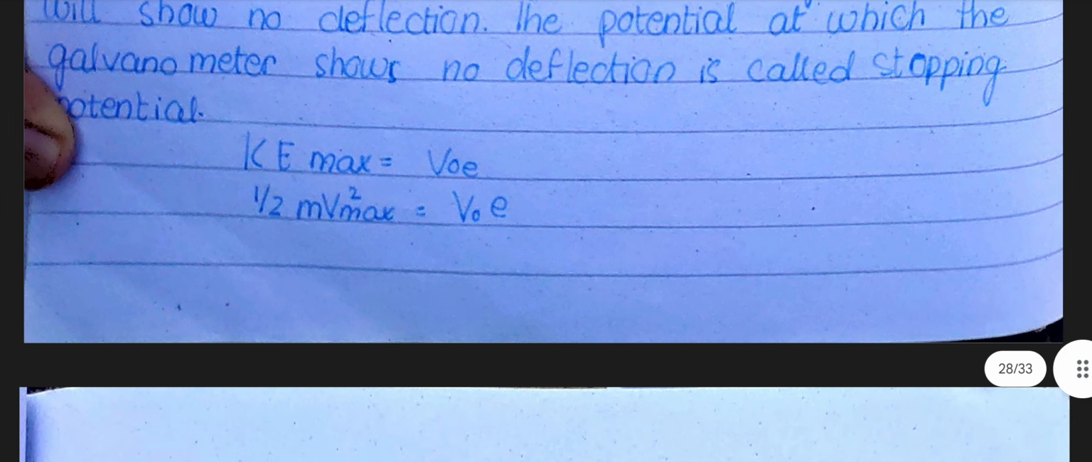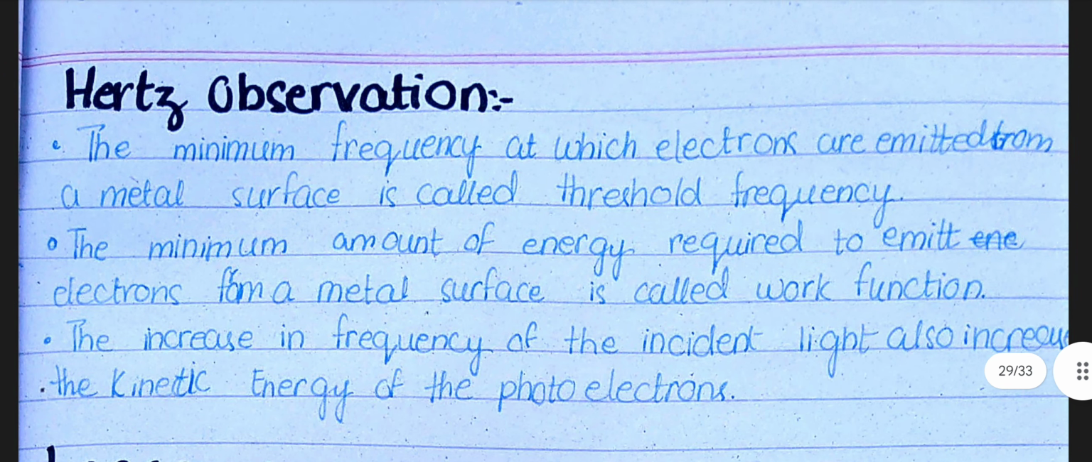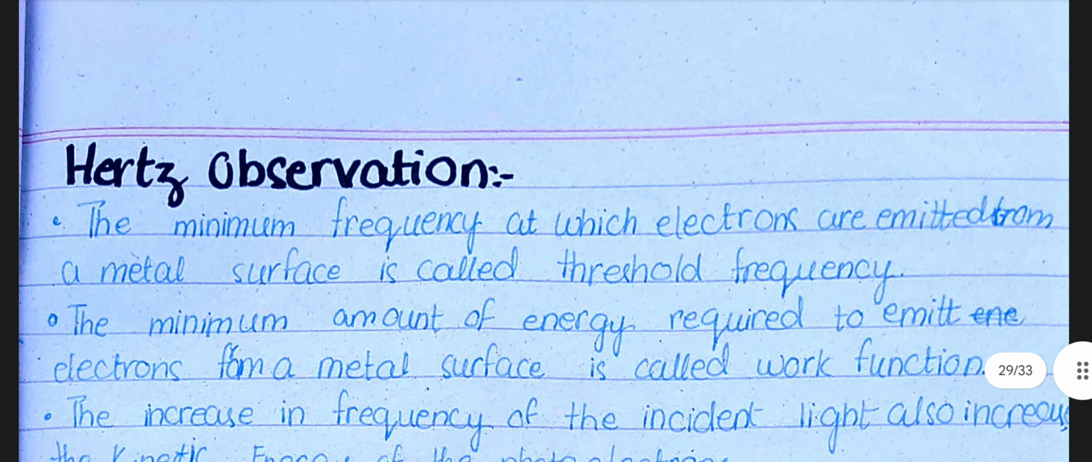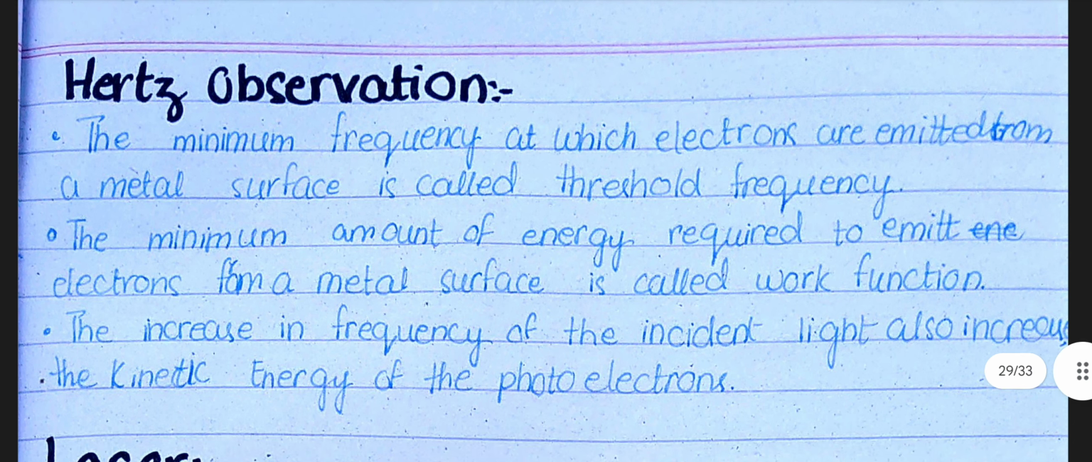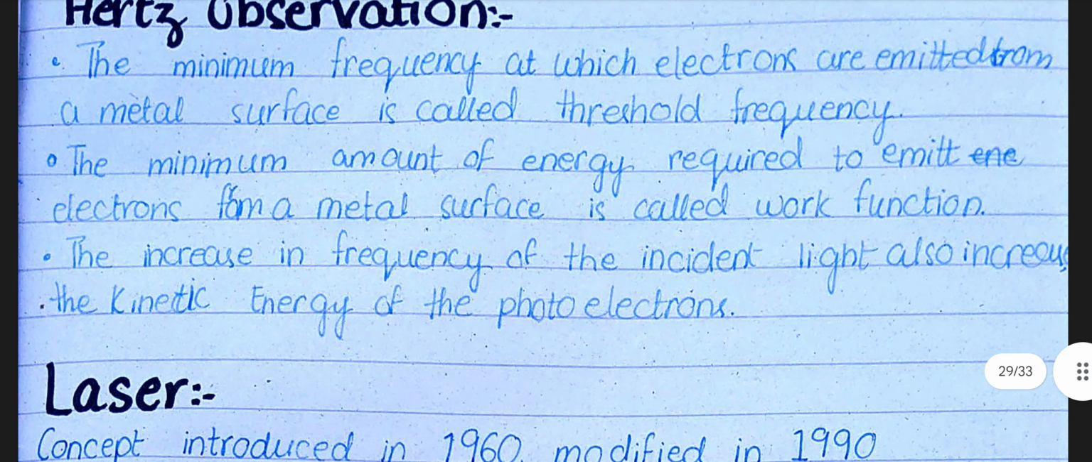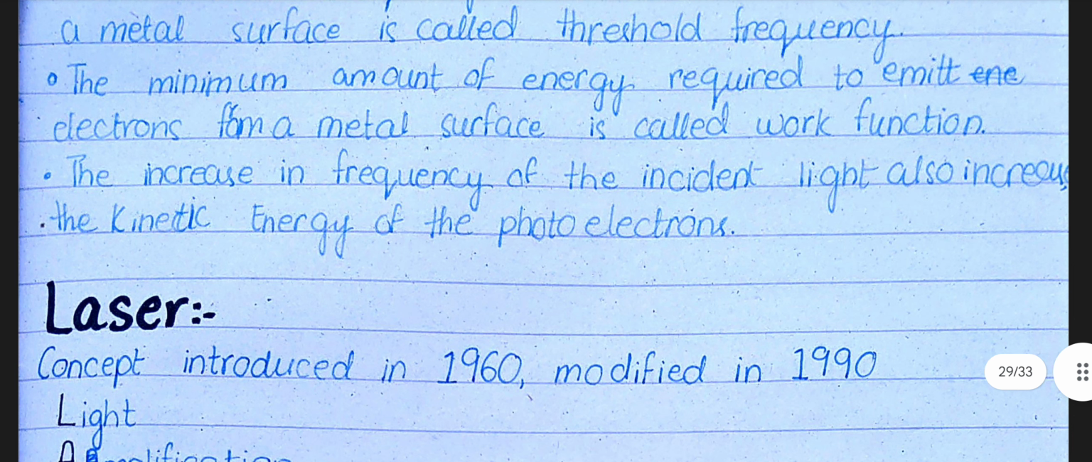Half mv square max is equal to hν minus φ, which is eV naught. Hertz observation: The minimum frequency at which electrons are emitted from a metal surface is called threshold frequency. The minimum amount of energy required to emit electrons from a metal surface is called work function. The increase in frequency of the incident light also increases the kinetic energy of the photoelectrons.